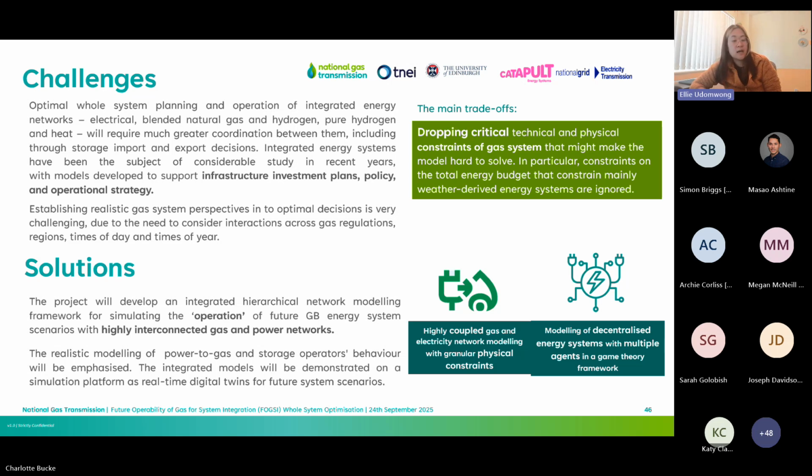So as part of this project, FOXY is going to be developing an integrated hierarchical network modeling framework to simulate the operation of future energy system scenarios with the highly interconnected gas and power networks that we are going to have in the future. We are putting a strong emphasis on the realistic modeling of power-to-gas and storage operator behavior, and we will demonstrate this integrated model in the simulation work that we are going to be doing in the alpha phase of the study.